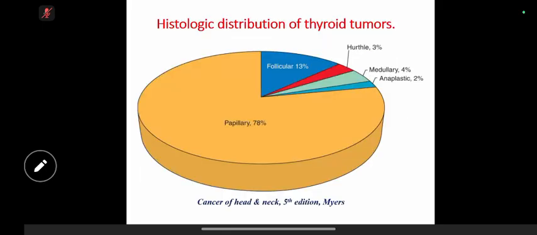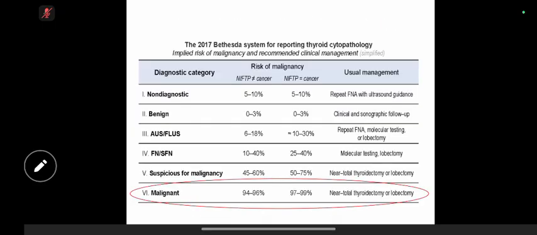Histologic distribution. Approximately 78% of the cancers are papillary, followed by follicular, which is 13%, and Hurthle cell 3%, medullary 4%, and anaplastic 2%. So, all these differentiated thyroid cancers are malignant and belong to the Bethesda category 6.